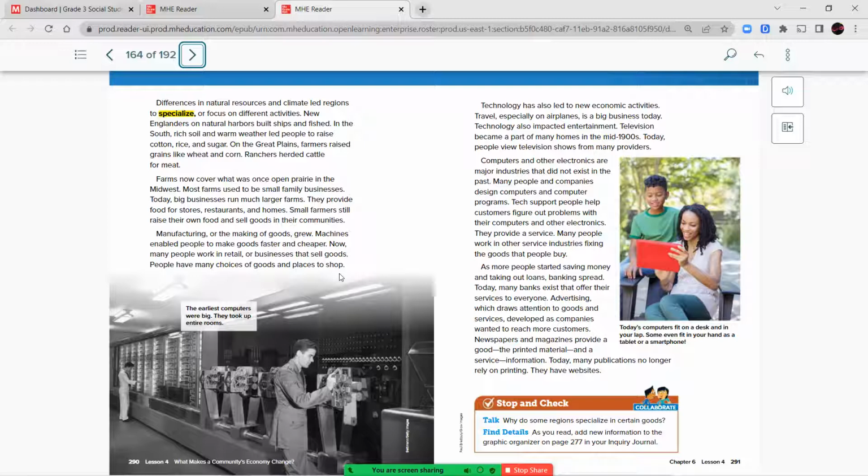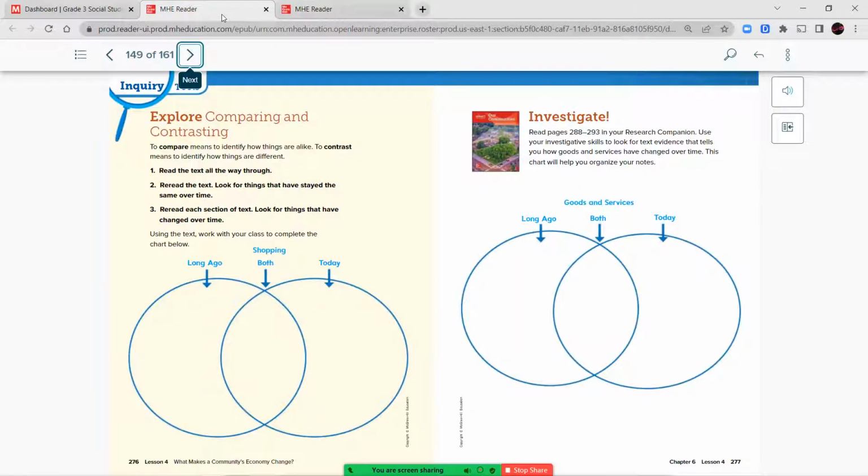So here, another thing we can put into our graphic organizer is that farming provides food. So right here in the both section, because it's still important, farming provides food for people and for businesses. We can talk about how on the today section, now machines make goods a lot faster and manufacturing is growing.